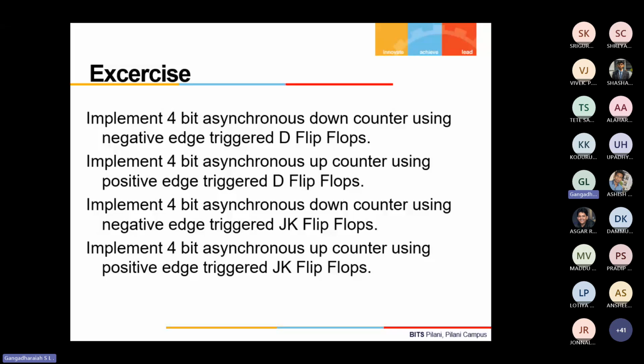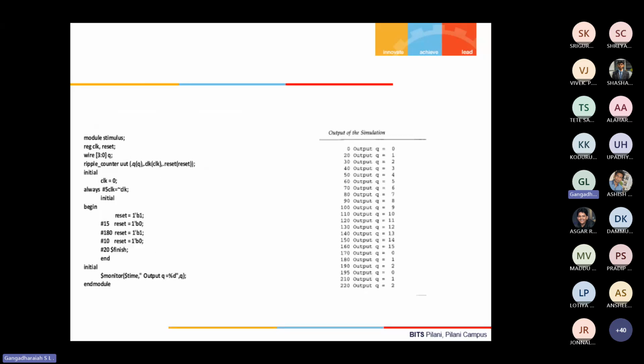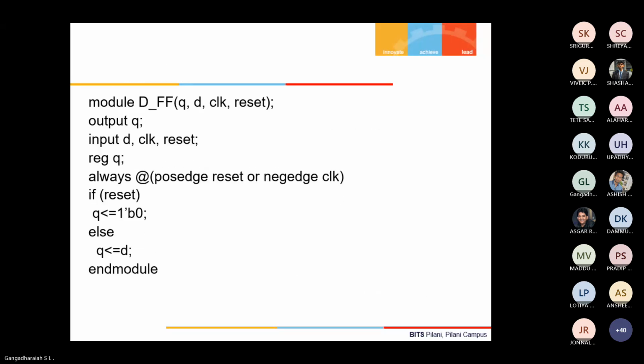You have to implement a 4-bit asynchronous up counter using positive edge trigger D flip-flops. You have to implement a 4-bit asynchronous down counter using negative edge trigger JK flip-flops. Please understand, you should implement a 4-bit asynchronous up counter using positive edge trigger JK flip-flops. Look at it, one is down and another is up. You just see how to go about it. It helps you.